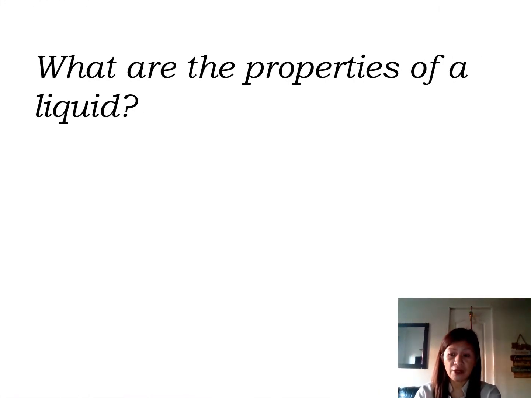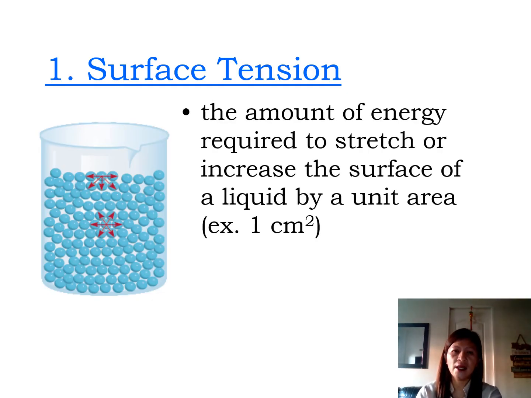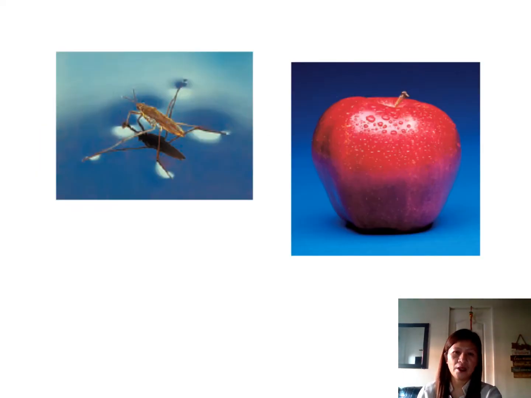Now, what are the properties of a liquid? Number one is surface tension. What is surface tension? It is the measure of the amount of energy required to stretch or increase the surface of a liquid by a unit area. For example, by 1 square centimeter. It can also be defined as the resistance of a liquid to increase its surface area. So the more resistant a liquid is to stretch its surface area, the higher its surface tension.